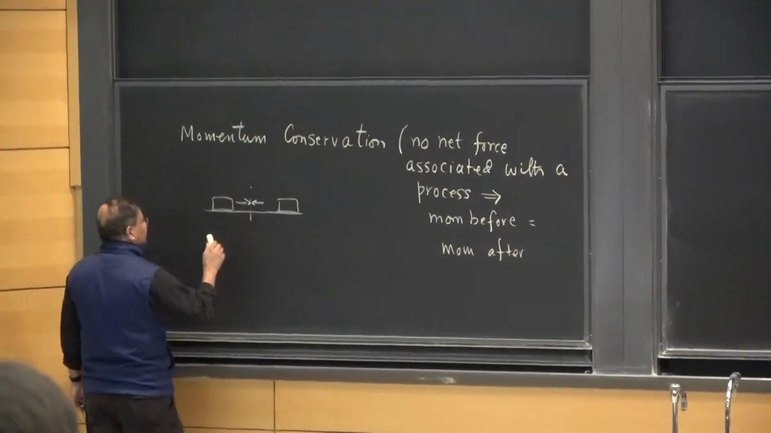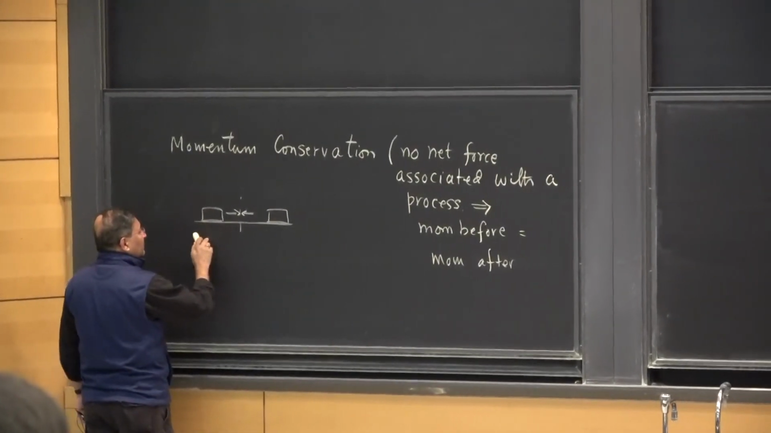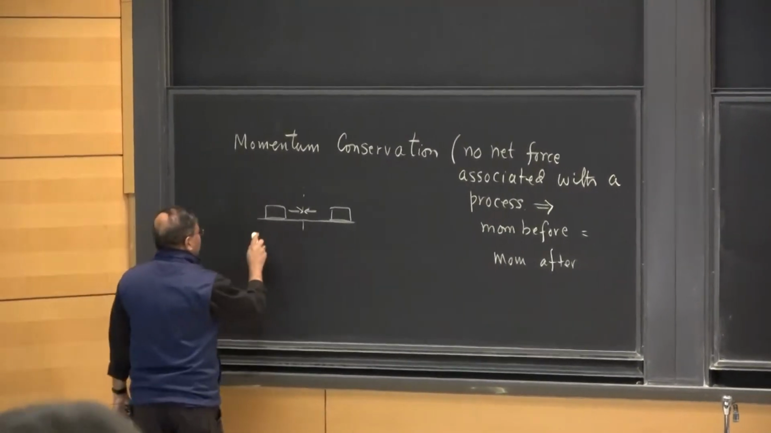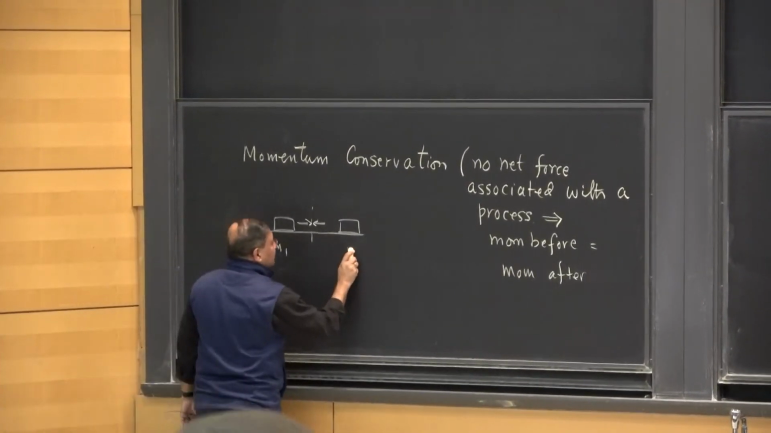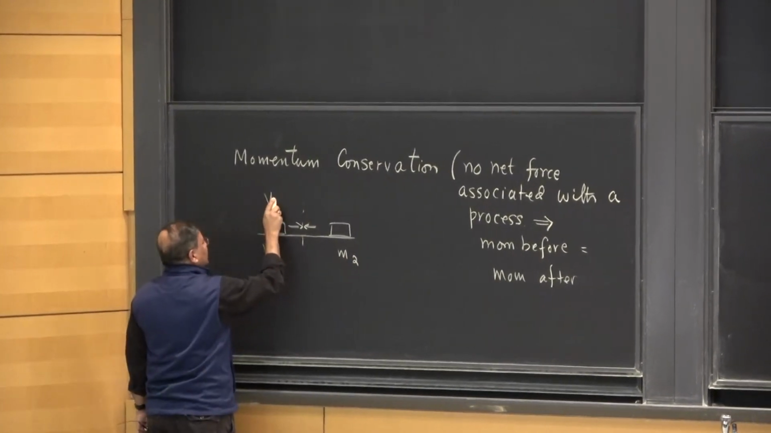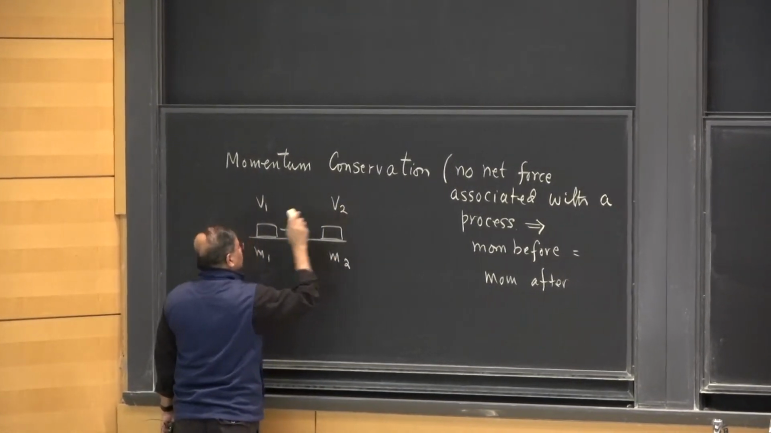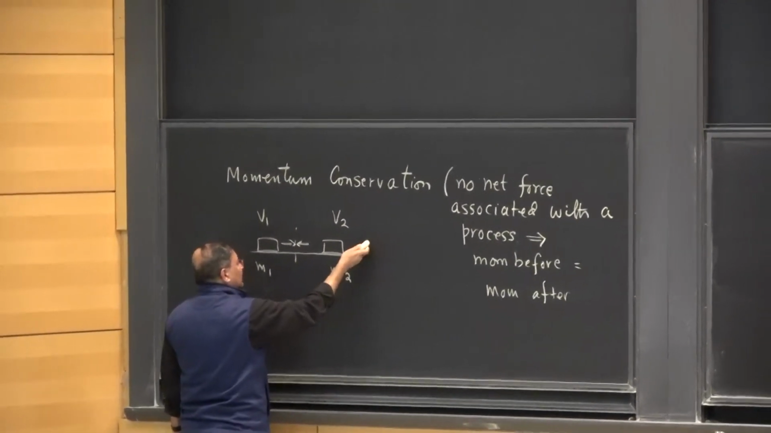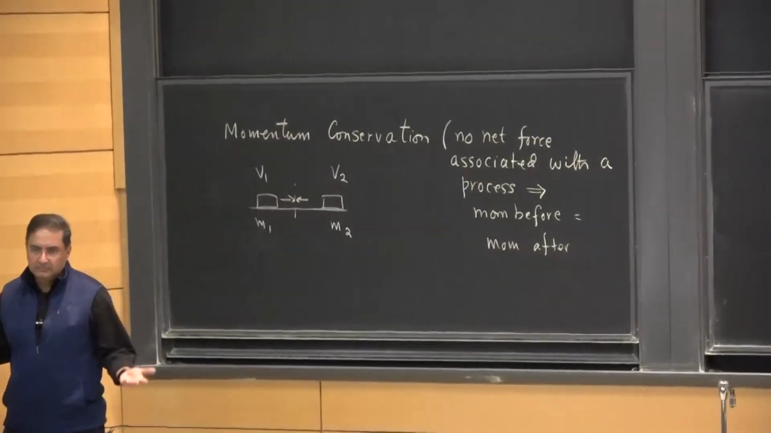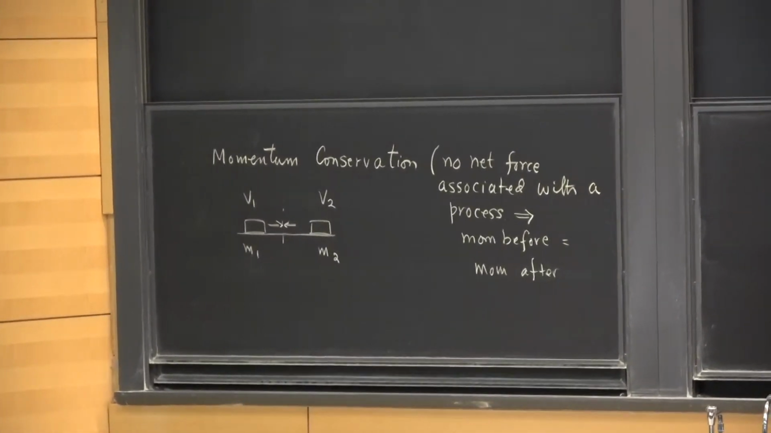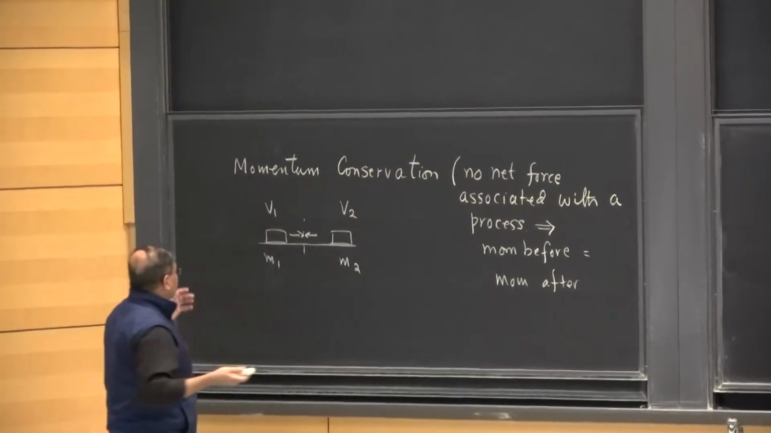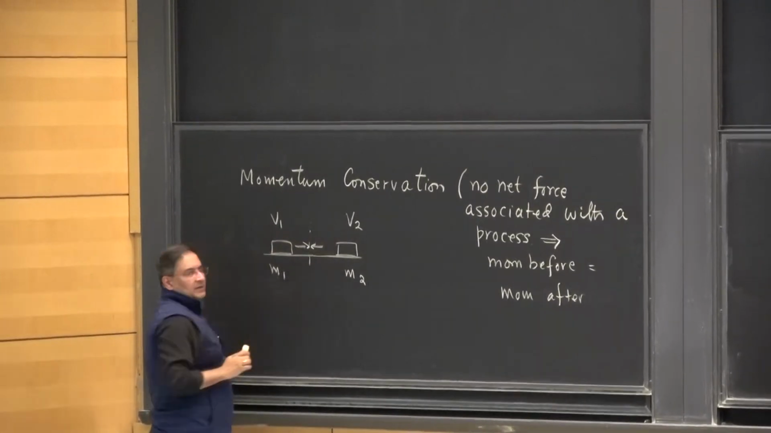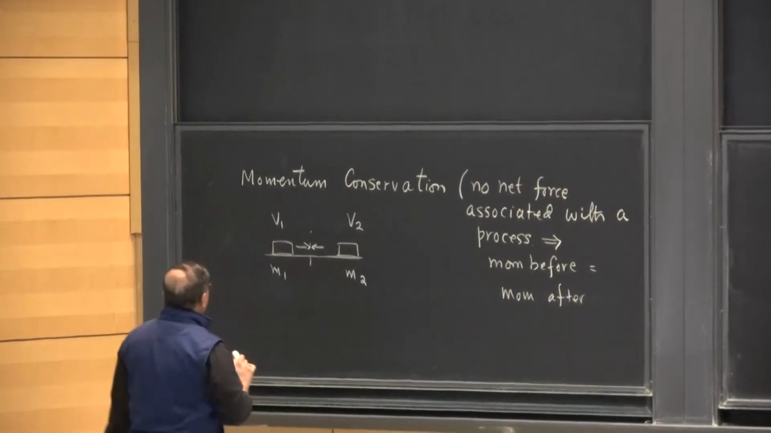So all you are saying is that the momentum before collision is equal to the momentum after collision. Suppose this has a mass m1, this has a mass m2, and this has a velocity v1, and this has a velocity v2. So let's say somehow they collide. Now, if m2 is moving to the right faster than m1, they won't collide. m2 would run away. So we don't want that. We want the collision to happen. So we make the numbers conspire in such a way that the collision happens.